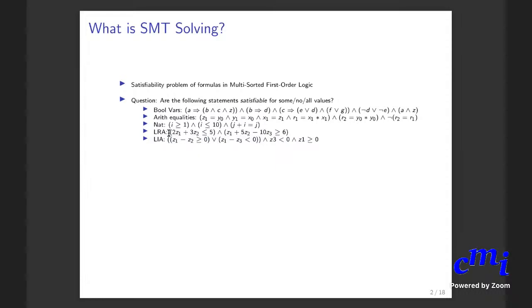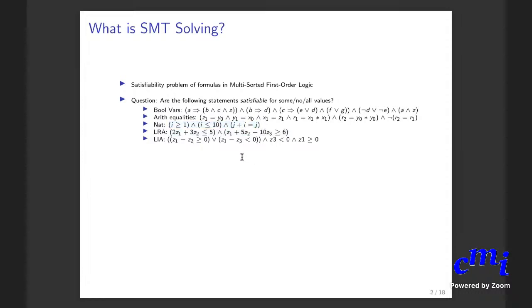For example, if you take this formula here, this is a conjunction of atomic formulas drawn from linear real arithmetic. So an LP solver can handle this. As a matter of fact, SMT solvers use an LP solver for this. The assumption is that all theory solvers work only on the conjunctive fragments, which means they are able to decide conjunctions of formulas.